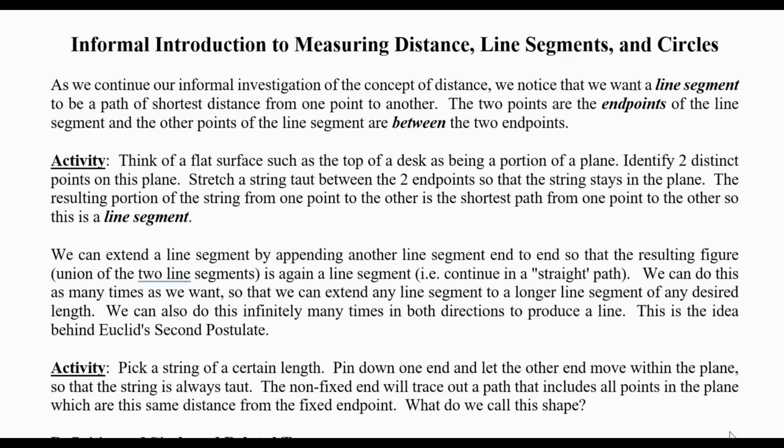We can extend a line segment by appending another line segment end to end, so the resulting figure, the union of the 2 line segments, is again a line segment. In other words, continue in a straight path. We can do this as many times as we want, so that we can extend any line segment to a longer line segment of any desired length. We can do this infinitely many times in both directions to produce an entire line. This is the idea behind Euclid's second postulate.